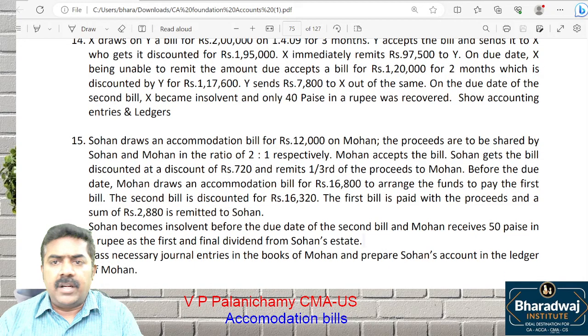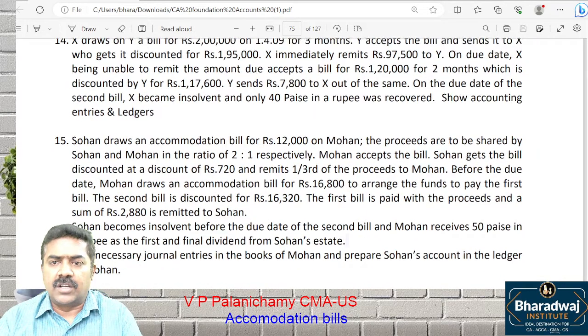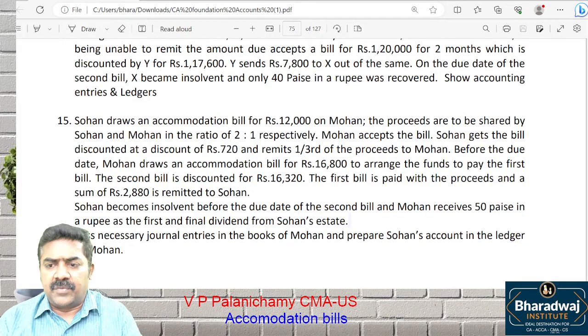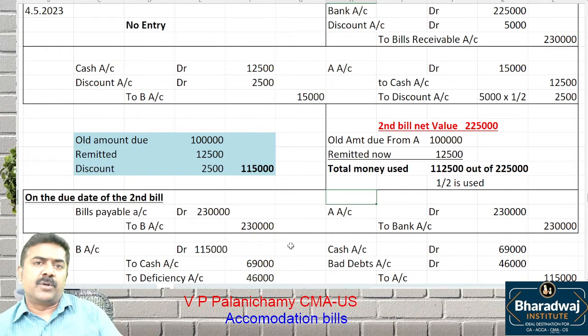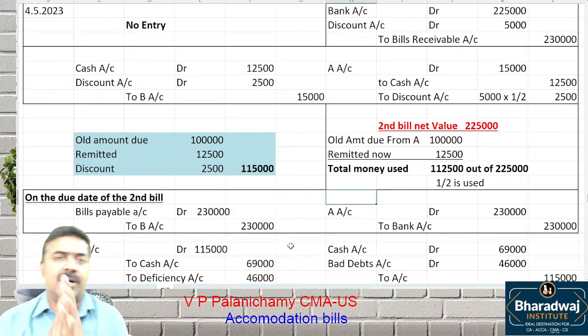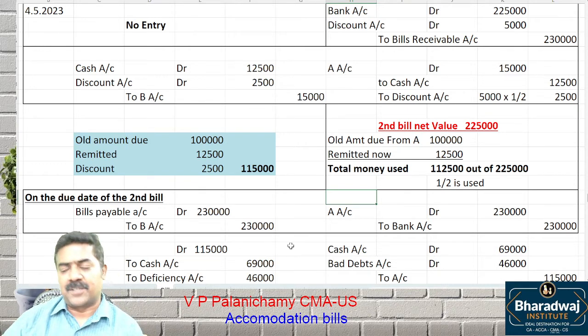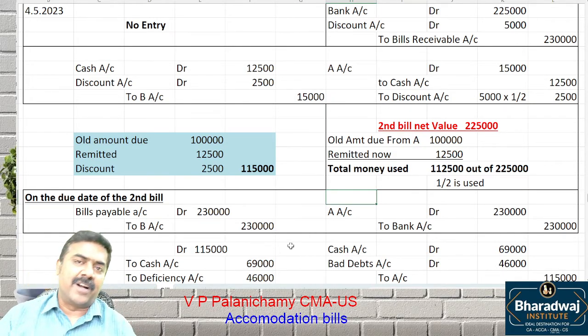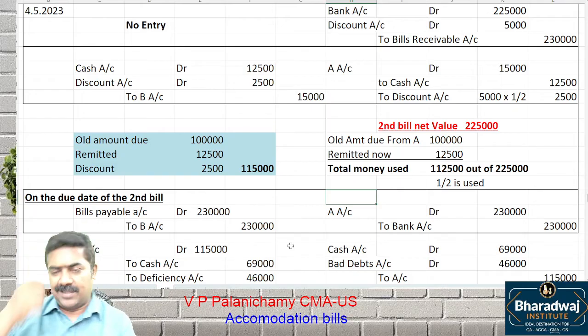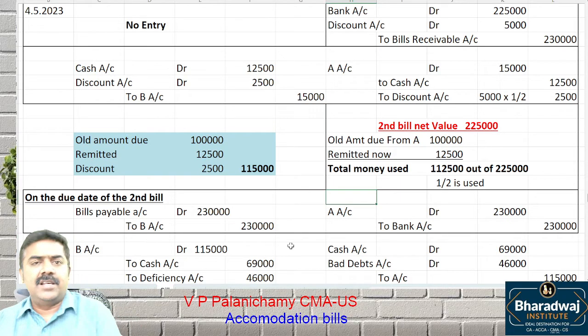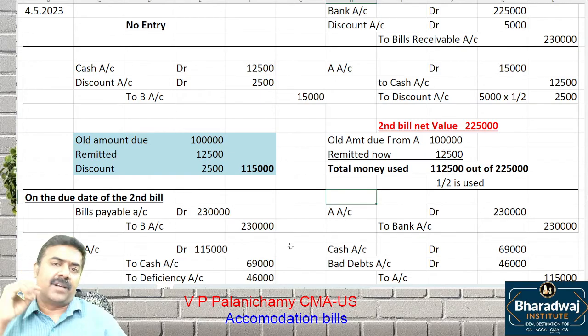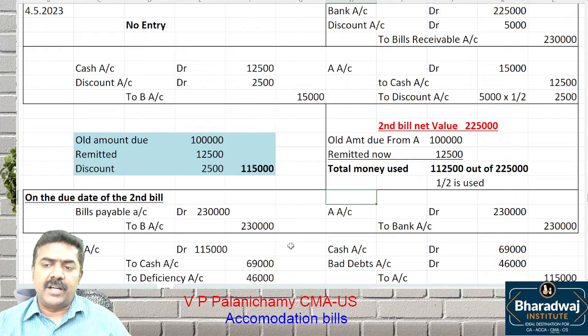Try to work out the 15th question, or this Shogun draws an accommodation bill on Mohan question. After this, you are going to try the entire question, in the same order as whatever we have done now. First bill, send the money. On the due date, you are not able to send the balance money. So what will happen is, the second bill will be drawn by the other party on the first party. Then the second bill will be discounted, money will be remitted, and on the due date, one party will become insolvent and part of the amount will be recovered. In the same order, entries should be passed. Try and let's see. Complete this, then try to work out the other question.